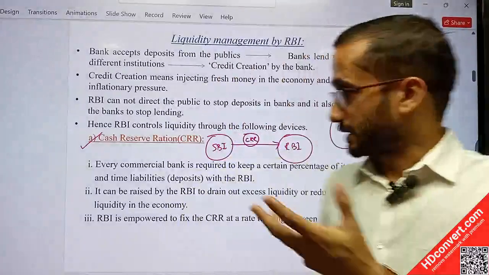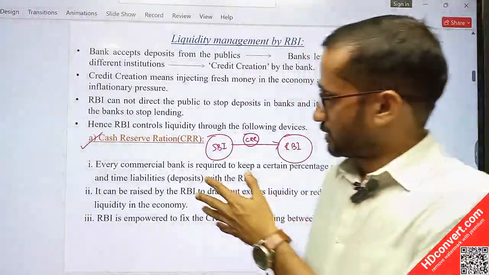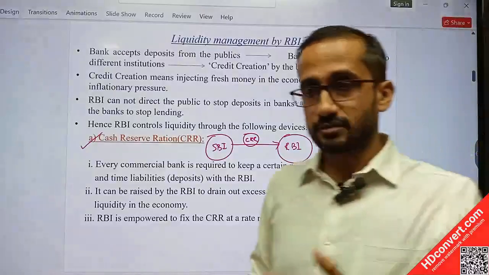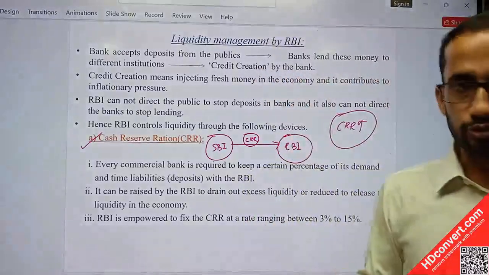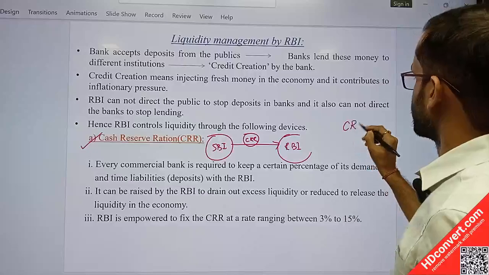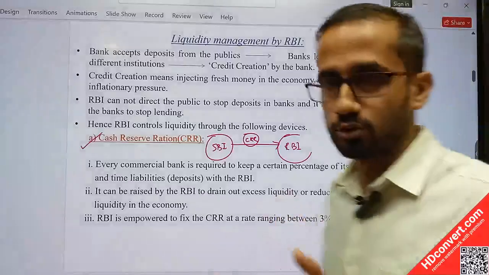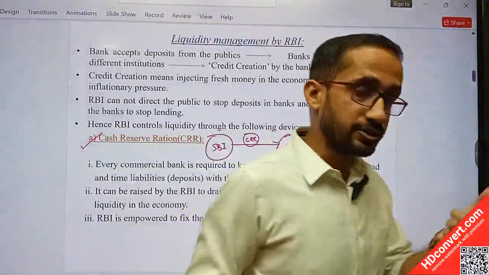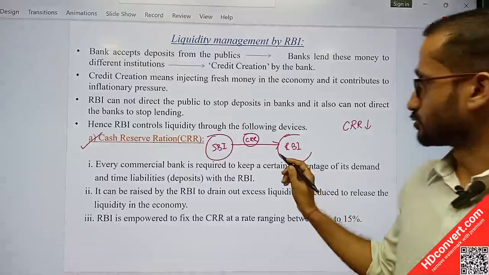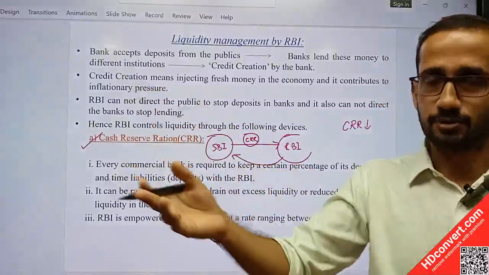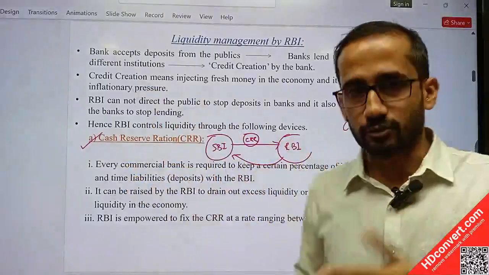But RBI cannot increase CRR for a long time, as it will impact growth. So when inflation is under control, RBI will again decrease the CRR. In order to promote growth, RBI will decrease CRR. Why? Because when RBI decreases CRR, money will come out from the RBI to the other banks, be it SBI or any commercial bank.